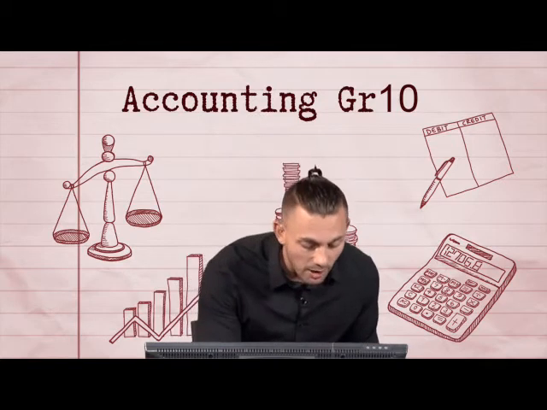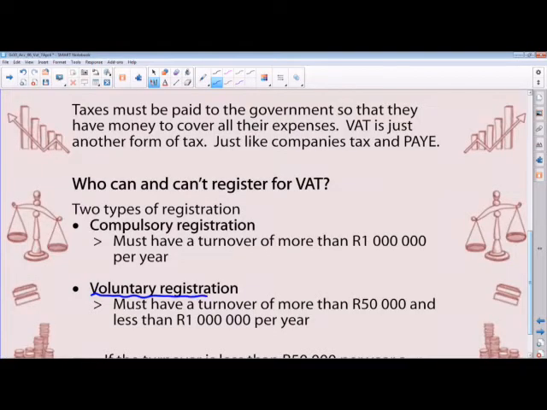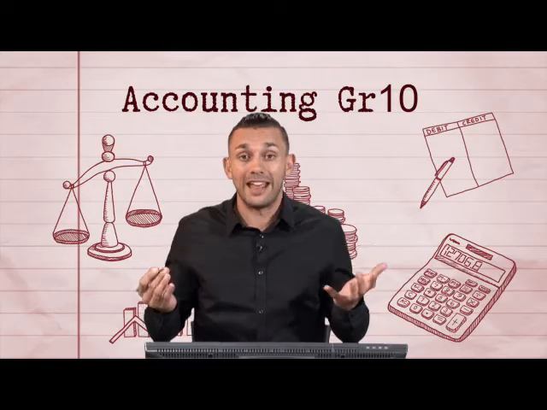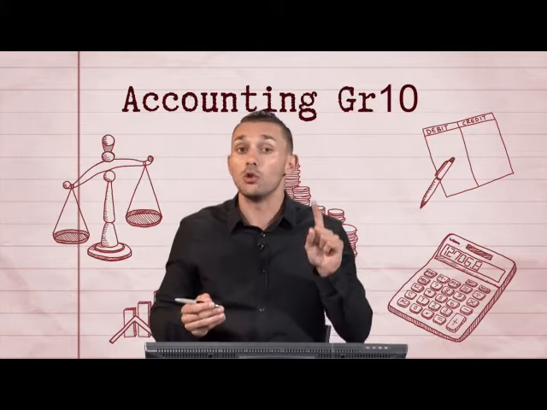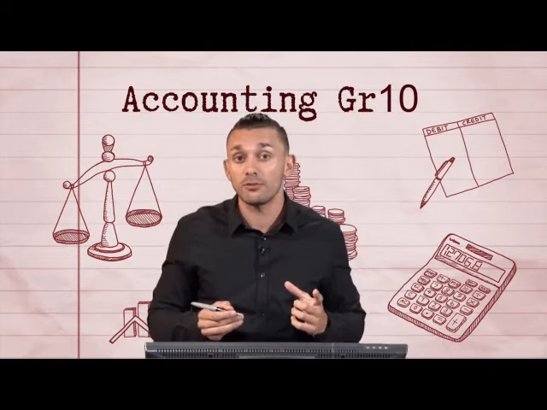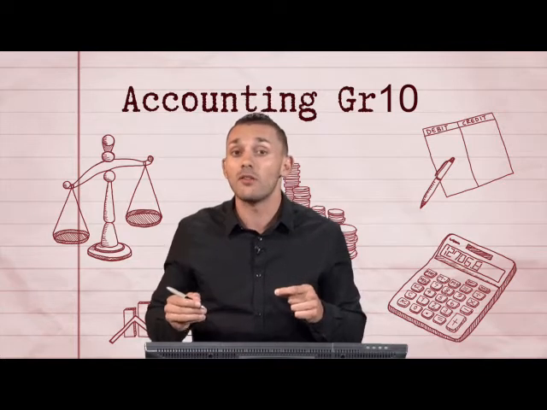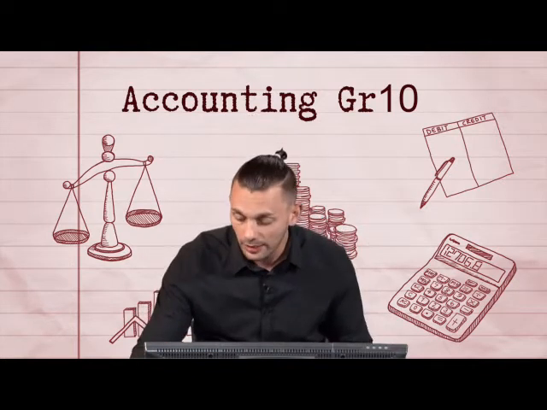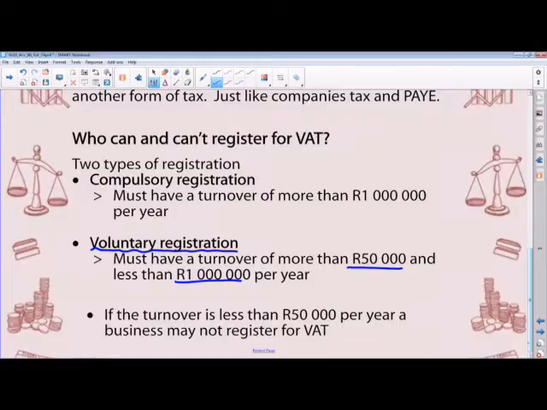And we call this a voluntary registration. So voluntary registration means that they need to have a turnover of more than 50,000, but less than R1 million. Then they can decide, do I want to or don't I want to register for VAT at SARS. Now remember again, it's compulsory to register to be a VAT vendor when you have a turnover of more than R1 million. Now let's go and see who can't register. If the turnover is less than 50,000 per year, a business may not register for VAT. And this is who can and who cannot register for VAT at SARS.